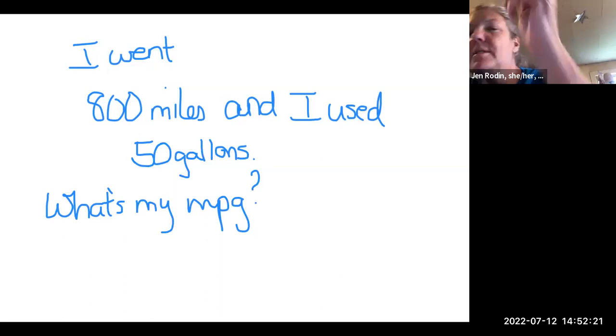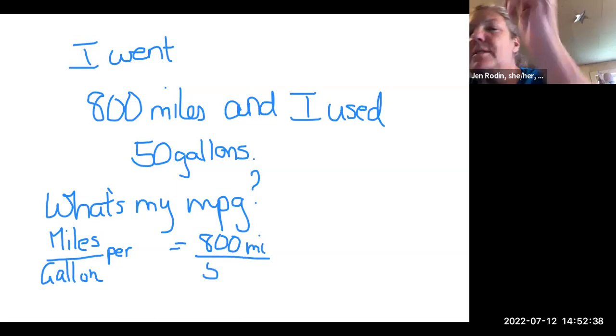But miles per gallon, my MPG is miles per. When we write that, we're thinking per gallon in this kind of situation anyway. So I did 800 miles per 50 gallons. And we're going to keep the miles and the gallons because they can't combine to have the same label. But we can reduce those numbers. We can reduce that fraction down. Who knows what that would come out to be?